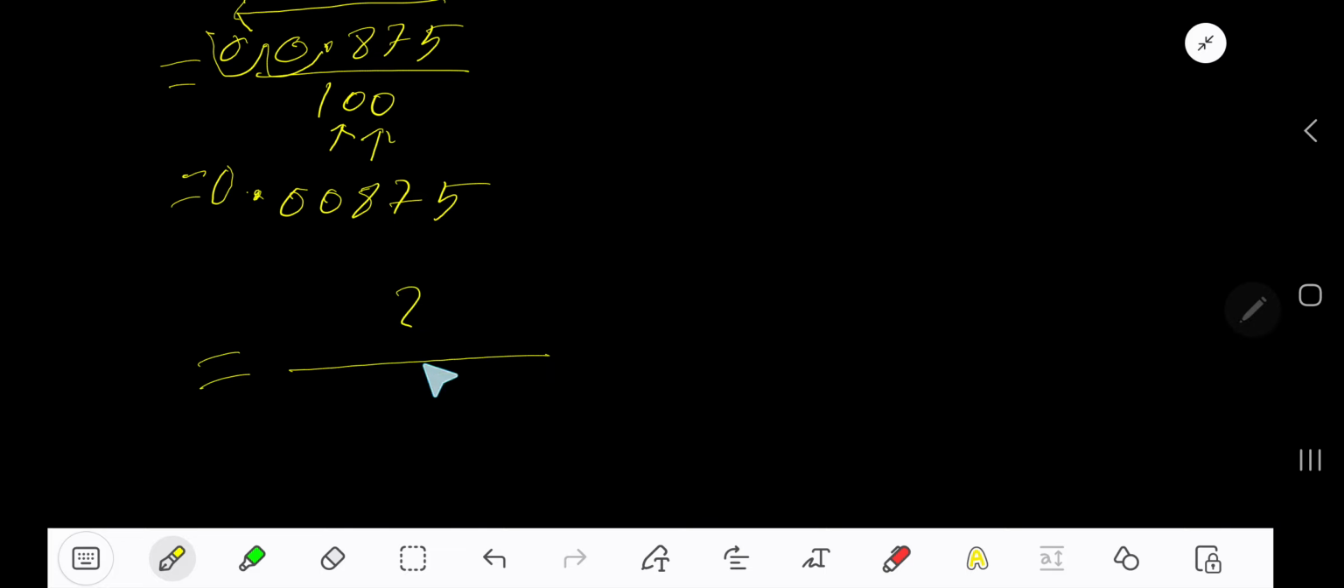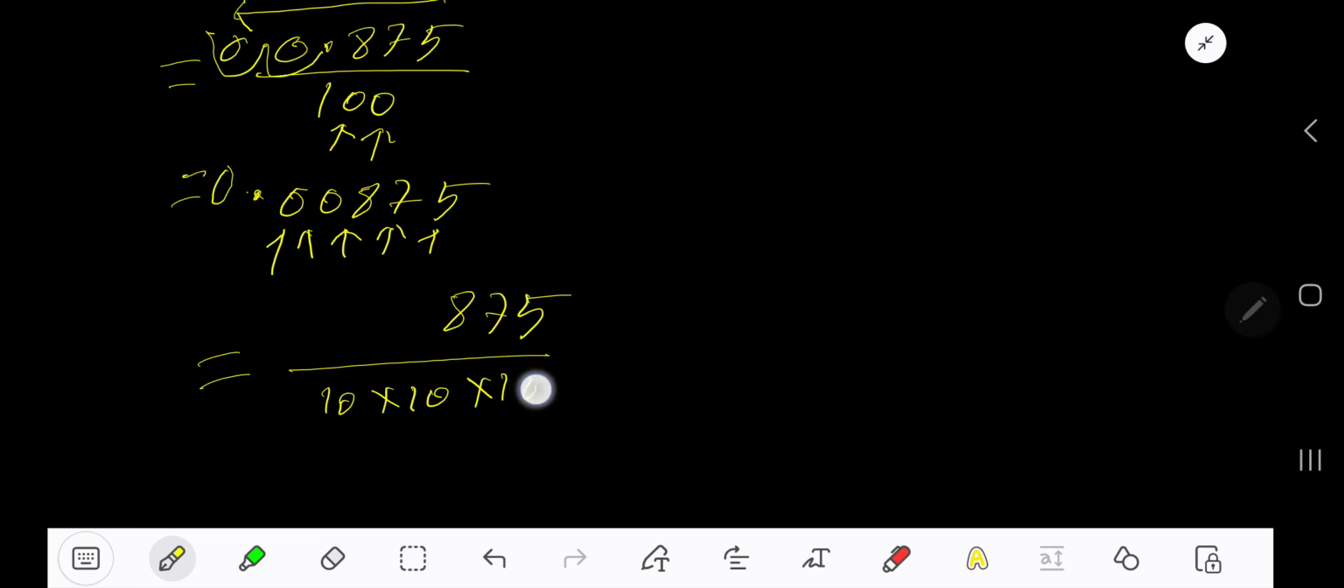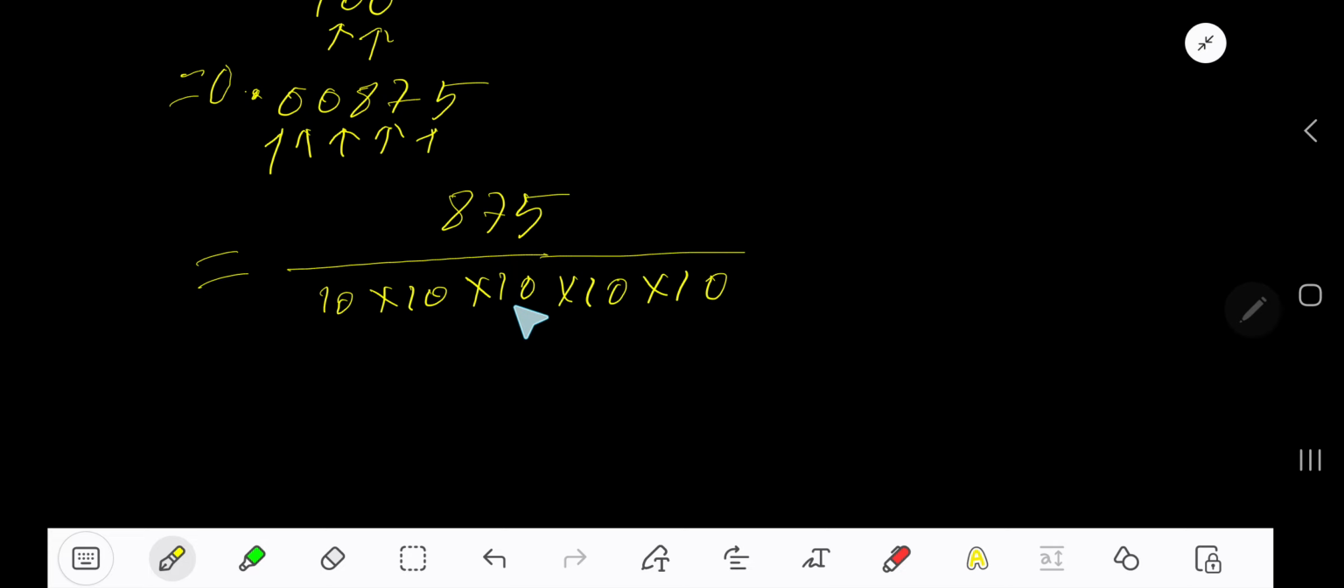Just we need a numerator and a denominator. For the numerator, skip the decimal and write the number you are getting. Okay, these zeros don't have any value, so skip them. And for the denominator, for every digit after the decimal, you have to consider 10. So we have here 5 digits. So write 5 tens as a multiplication. 10 to the power 5, that is 100000. Now you need to simplify this fraction.